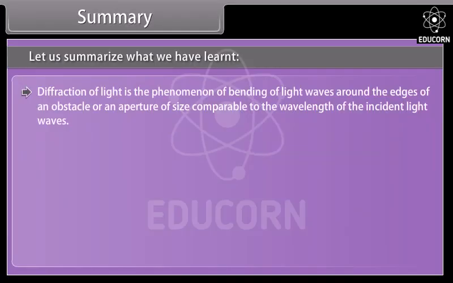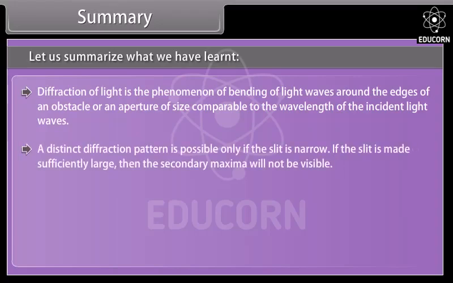Diffraction of light is the phenomenon of bending of light waves around the edges of an obstacle or an aperture of size comparable to the wavelength of the incident light waves. A distinct diffraction pattern is possible only if the slit is narrow. If the slit is made sufficiently large, then the secondary maxima will not be visible.